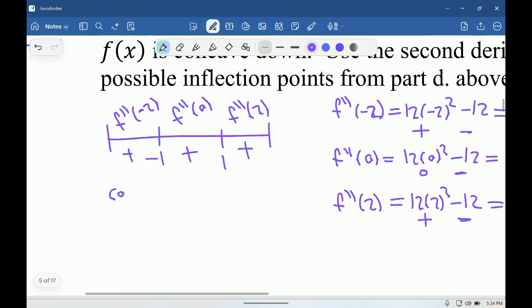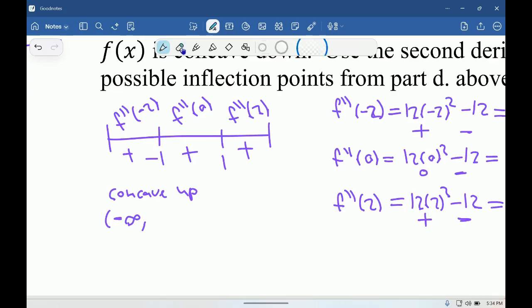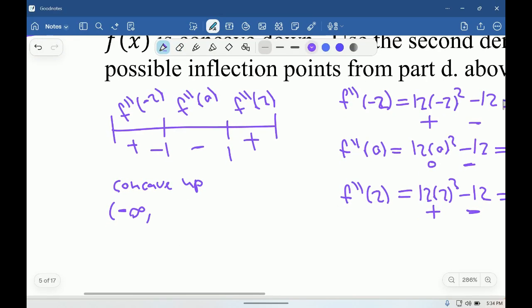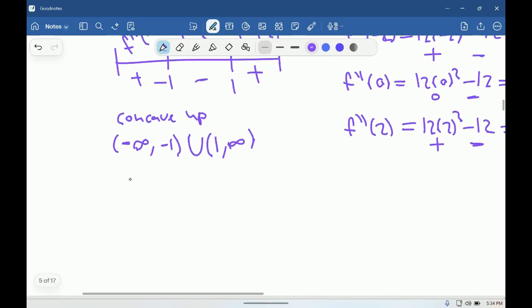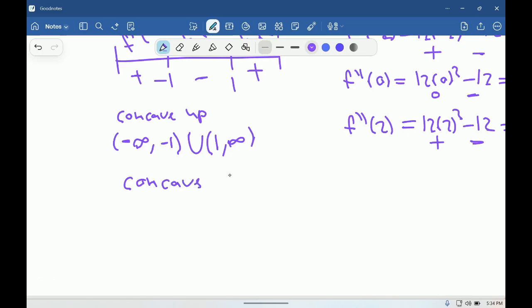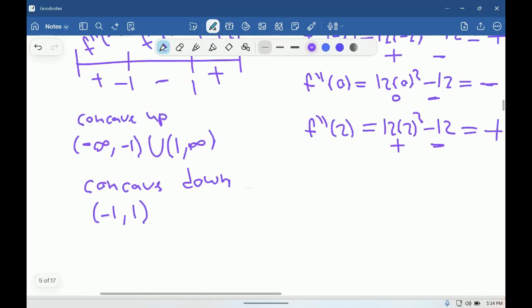So we know our concave up is going to be from negative infinity to -1, and then from 1 to positive infinity, and then our concave down is going to be from -1 to 1.